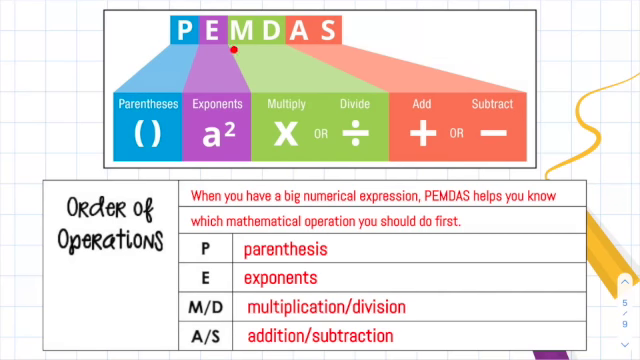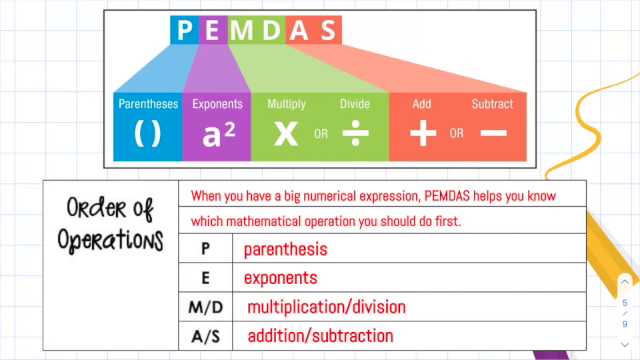This is the famous PEMDAS, which you guys already know. This part over here is the first notes page that you guys should have printed of your PDF packet, okay? Order of operations. So order of operations, why are they used? Whenever you have a big numerical expression, PEMDAS helps you know which mathematical operation you should do first, all right? So this is the PEMDAS method.